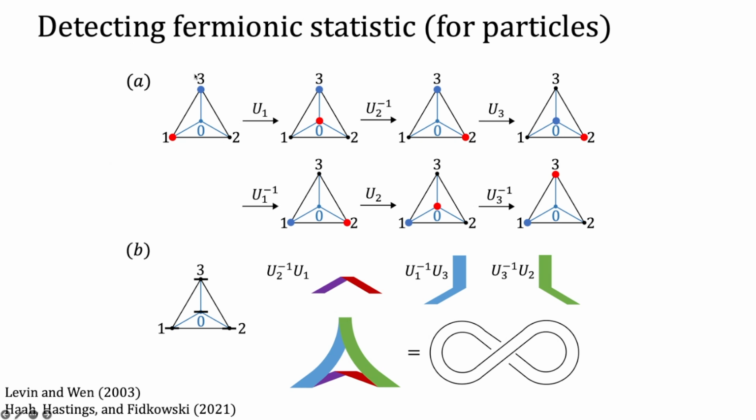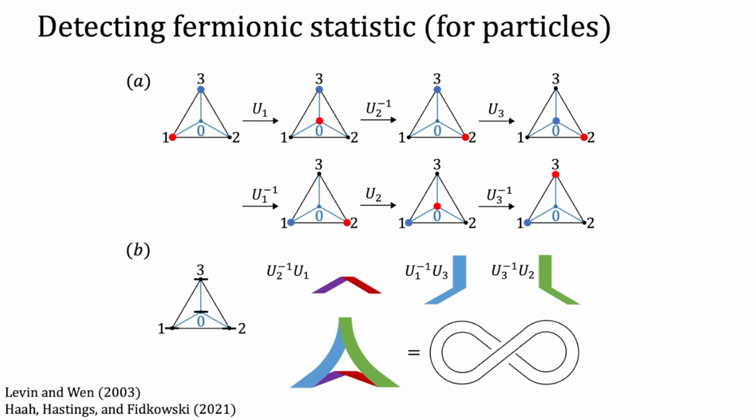Let's just consider this configuration. It's a triangle with a center point. Initially, I have two particles positioned at vertex 1 and vertex 3. This red particle and blue particle are actually identical. The reason why I use different colors is just to help us keep track of the position of the particles. But actually, they are identical.